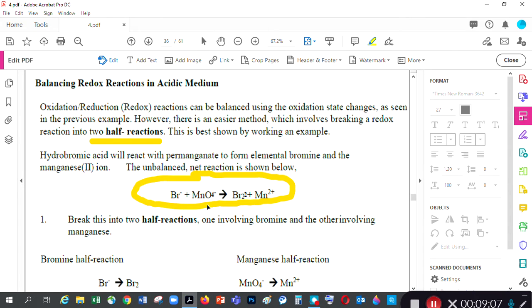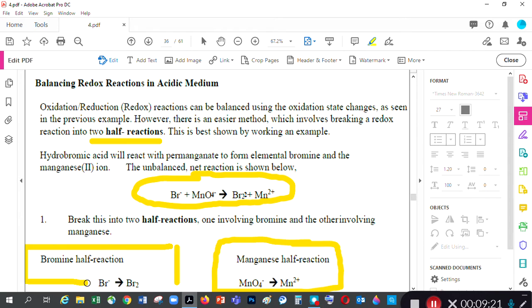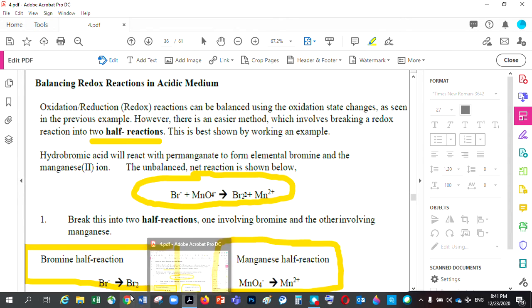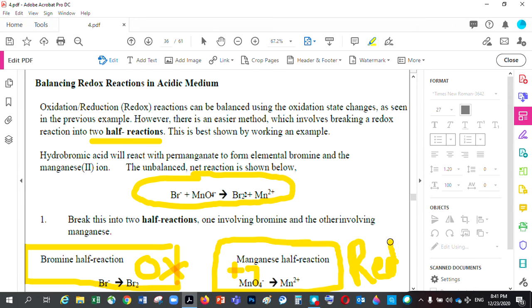So let's look at this unbalanced net chemical equation here. The bromide ion with the permanganate ion will give us bromine plus manganese. So let's divide it in two, correct? This is the manganese half reaction, and this is the bromine half reaction. So this is from -1 to 0. This is an oxidation, correct? And this is +7, as you will see, +7 to +2. This is for sure a reduction, correct?